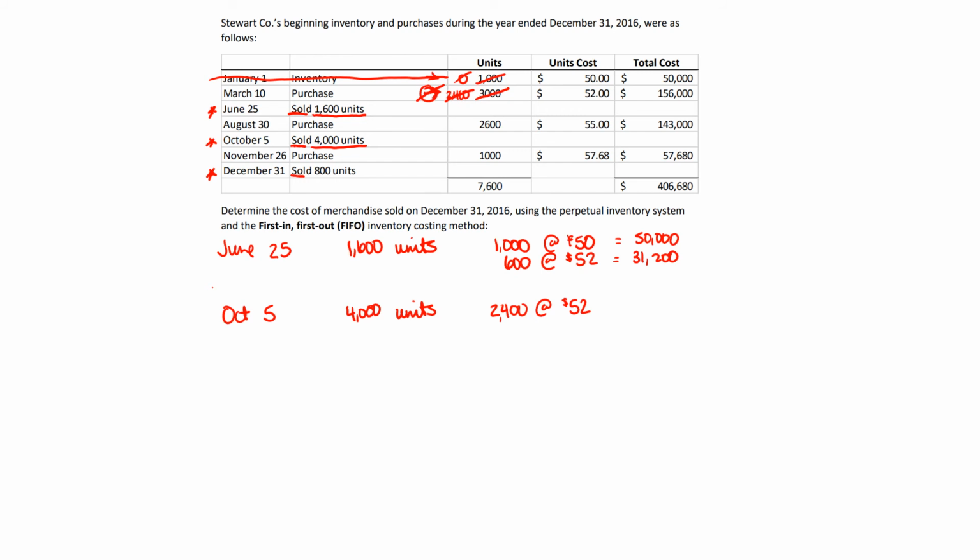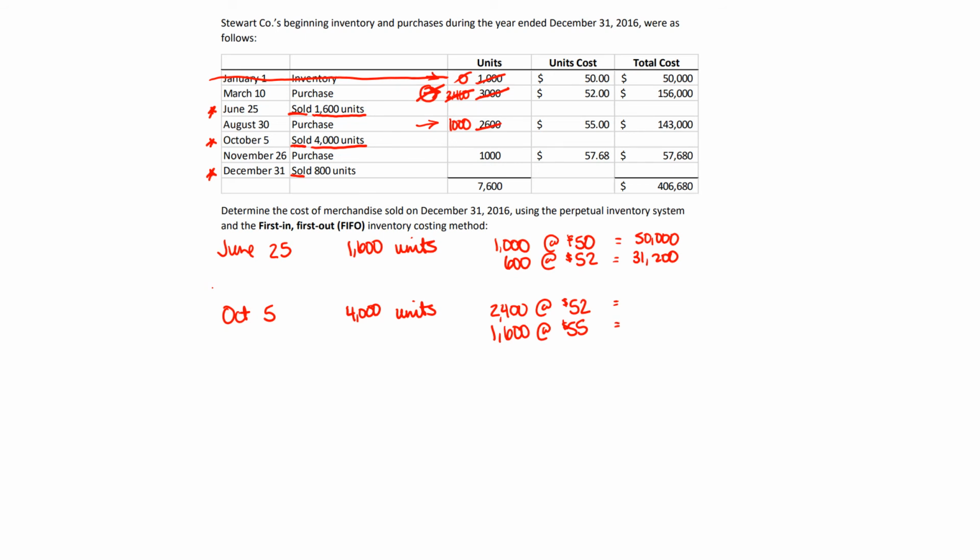So here we have accounted for 2,400 of 4,000. That means we still need another 1,600 to fulfill that sale. So we've looked to the next inventory available, which is here. There are 2,600 available here at a cost of $55 each. So we're going to pull 1,600 from there, leaving 1,000 left, and that's at $55 cost each.